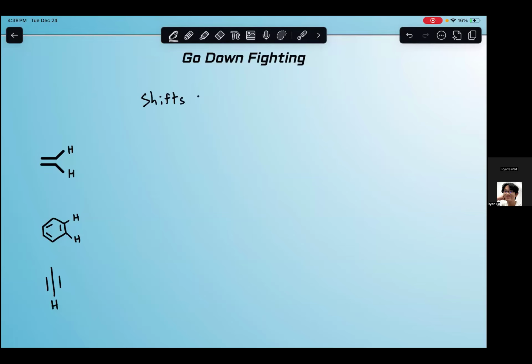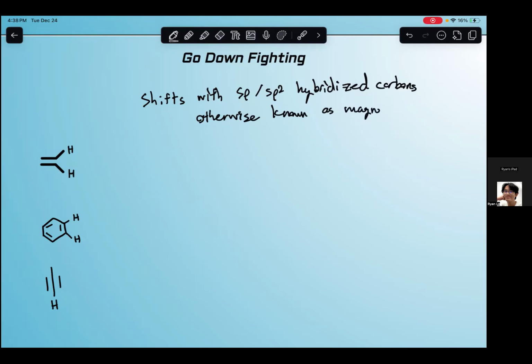We're talking about shifts with sp/sp2 hybridized carbons. These are also otherwise known as magnetic anisotropy. Hopefully I'm spelling it correctly. Anisotropy. All right, cool.